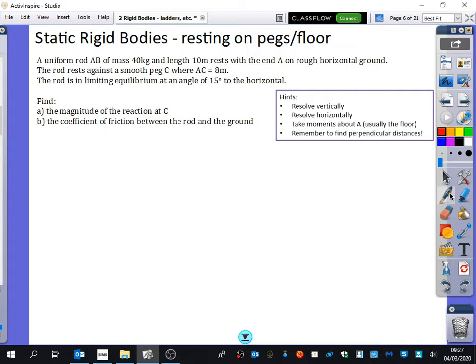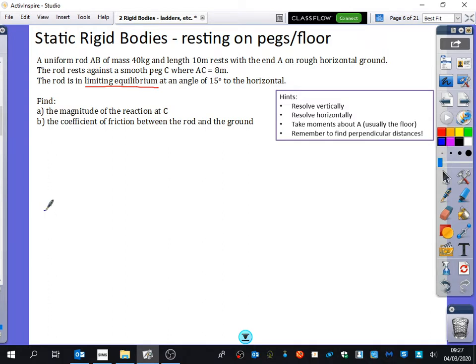A uniform rod AB of mass 40 kilograms and length 10 meters rests with end A on rough horizontal ground. The rod rests against a smooth peg C where AC is 8 meters. The rod is in limiting equilibrium at an angle of 15 degrees to the horizontal.